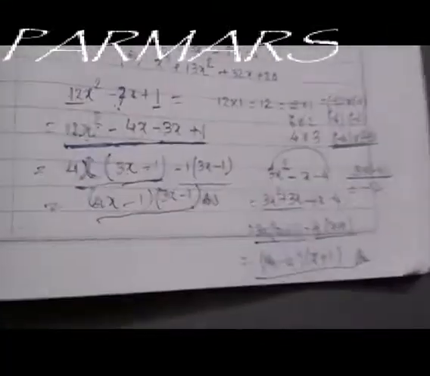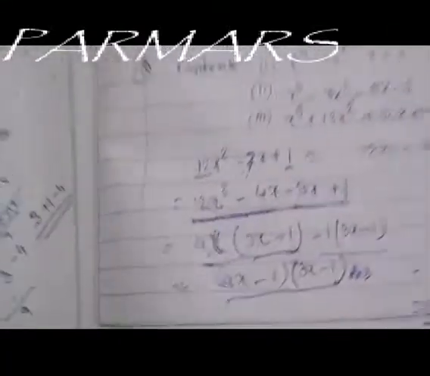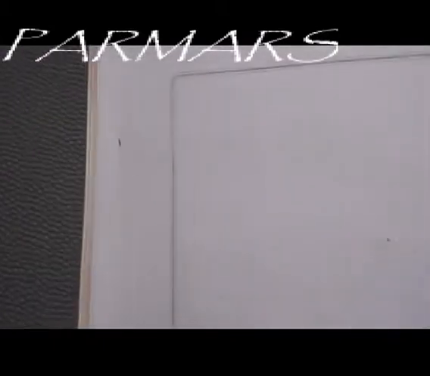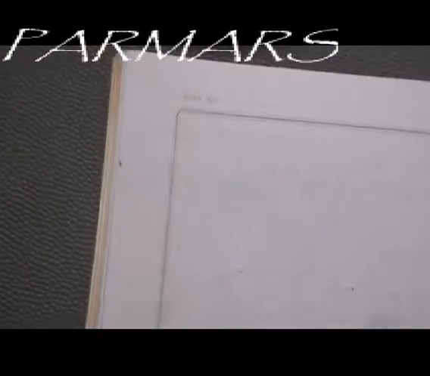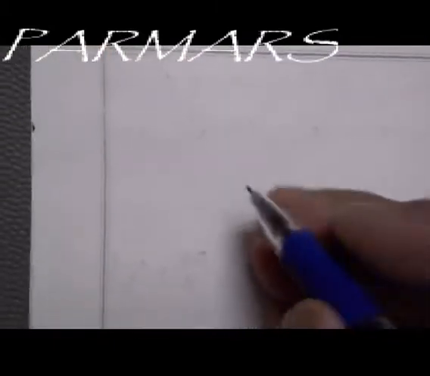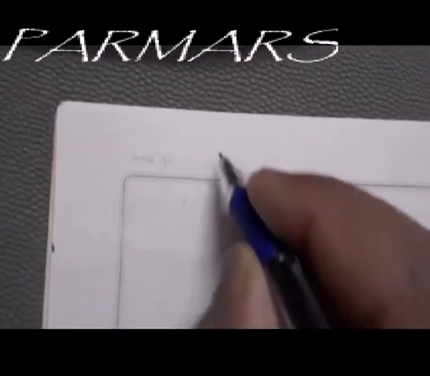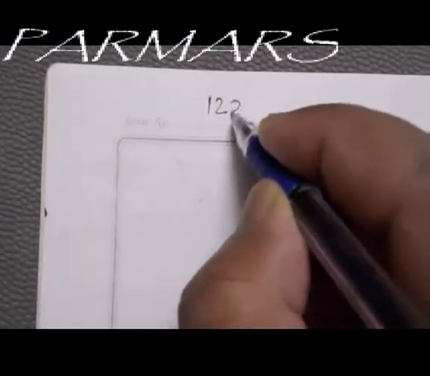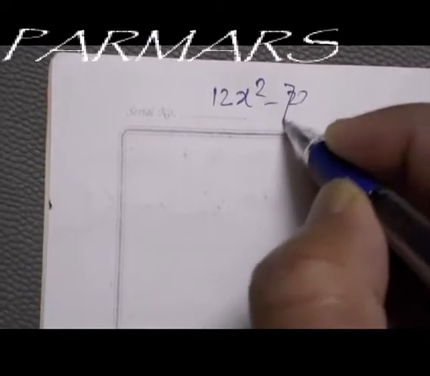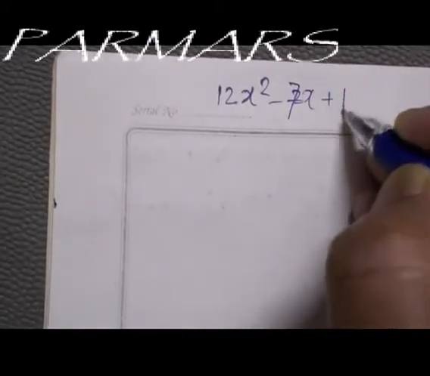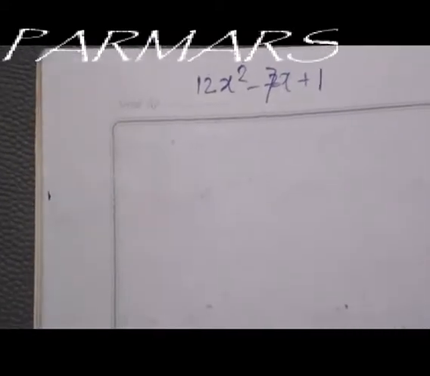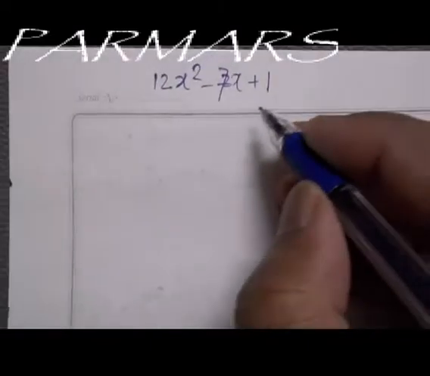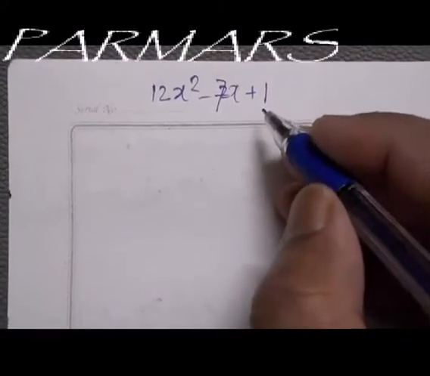So this is by splitting the middle term. Now come to the next: how can you find the factorization of these by using factor theorem? It is quite time taking.